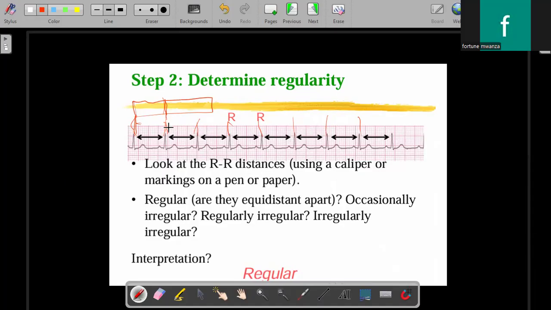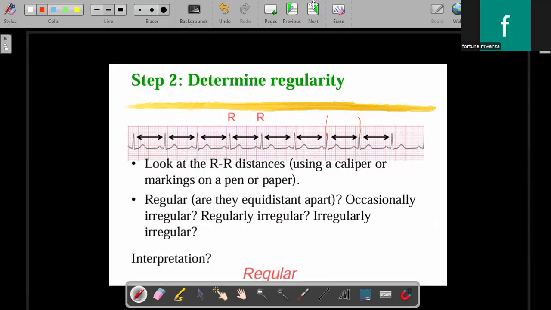So this one involves you using a paper marking, marking 2 points, getting the distance between 2 points. You can even use a ruler. So you get a ruler, you get the distance between two intervals. Then you have to get the same distance between another two intervals, same with the other one, and you test all of them. If they are giving you the same distance, then just know that your ECG is regular.